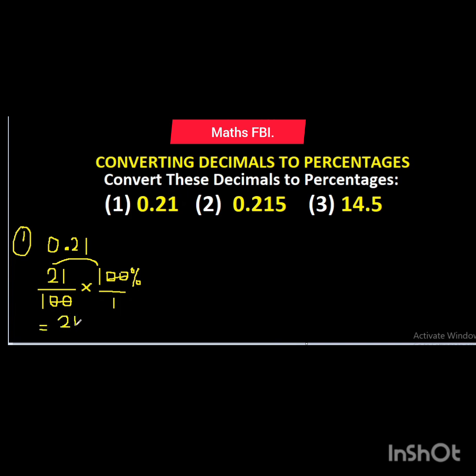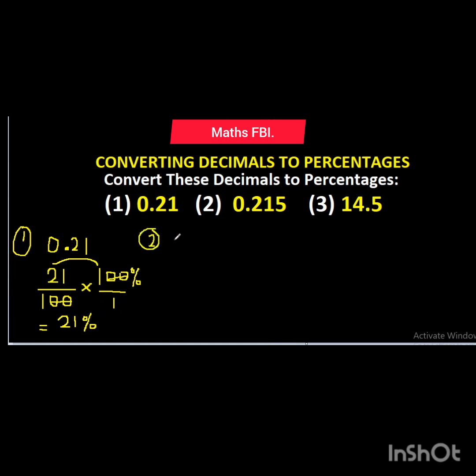21 times 1 is 21. 1 times 1 is 1. So that will be 21 over 1, which is 21%. So we've solved question number 1. We've converted the decimal to a percentage. Let's go to question number 2.